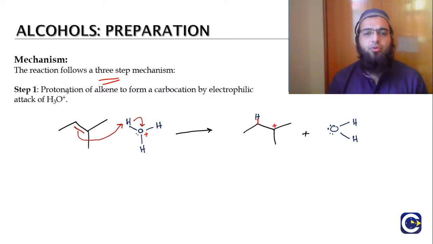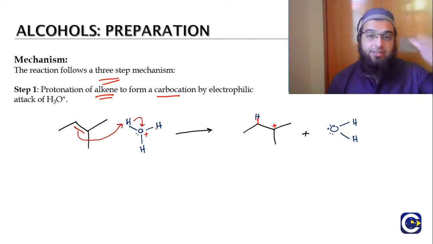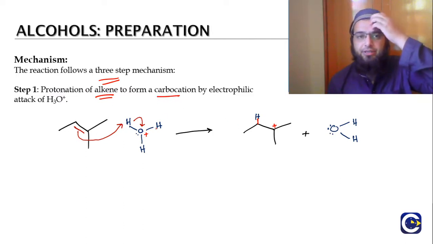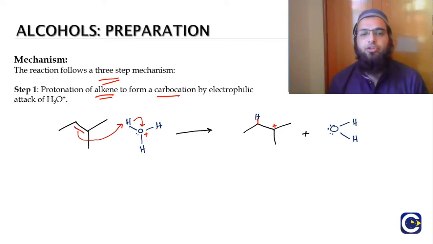The first step is the protonation of alkene. The alkene that we use as a substrate in the reaction is protonated. That is, there is the addition of hydrogen to the double bond of the alkene, and in the reaction we get the carbocation as an intermediate. Okay, and this is the electrophilic addition reaction. The acid catalyzed hydration of alkenes is an electrophilic addition reaction.